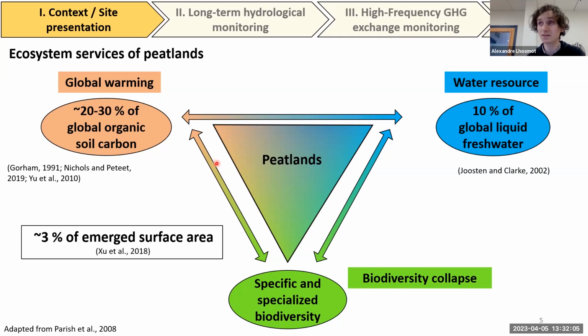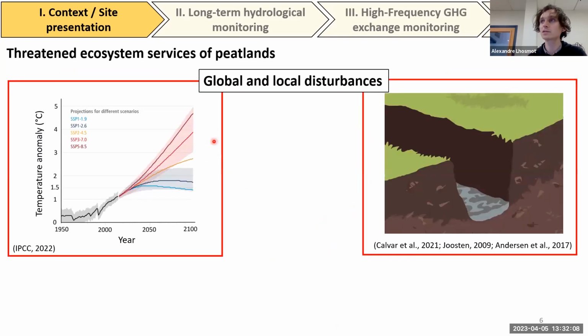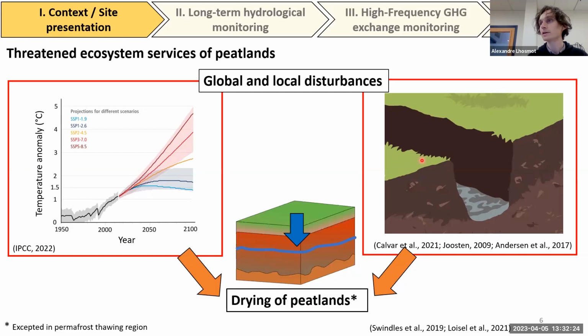But these ecosystem services are threatened by human activities at global scale, such as climate change, increase of temperature, and increase of the frequency and intensity of drought, but also by local disturbances, because local human activities usually come with drainage of these peatlands. All these disturbances impact the hydrological functioning of peatlands, and we observe the drying of peatlands, which impacts the carbon dynamics and also the biodiversity. And so it raises questions about the future of these ecosystem services. It is in this context that we study peatlands today.